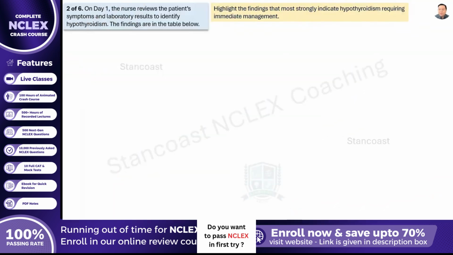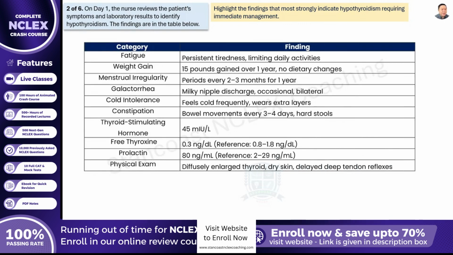It says here on day 1, the nurse reviews the patient's symptoms and lab results to identify hypothyroidism. The findings are in the table below. We have categories and the finding. So there's fatigue, weight gain, menstrual irregularity, galactorrhea, cold intolerance, constipation, thyroid stimulating hormone, free thyroxine, prolactin, and physical exam.